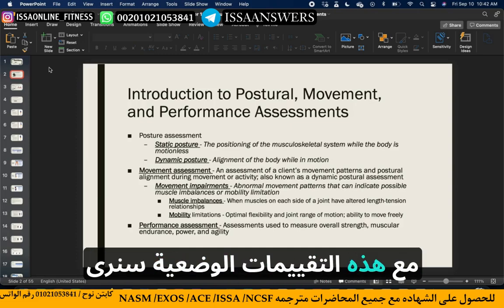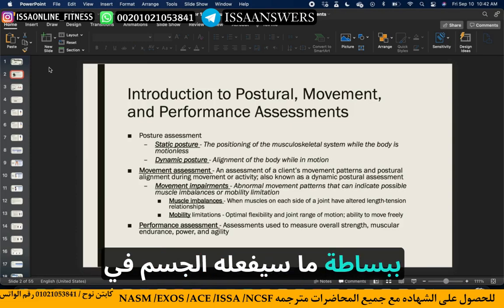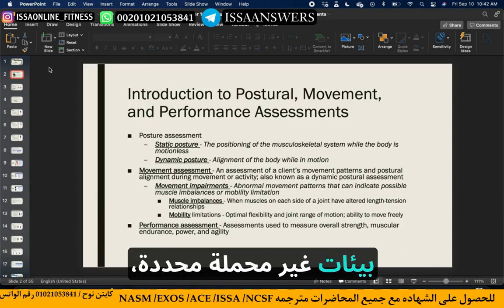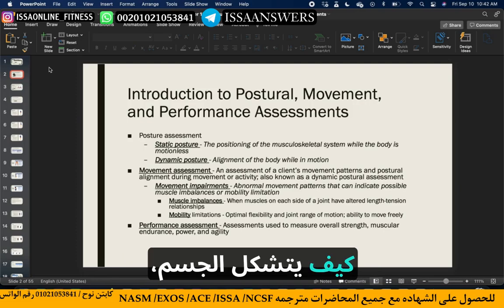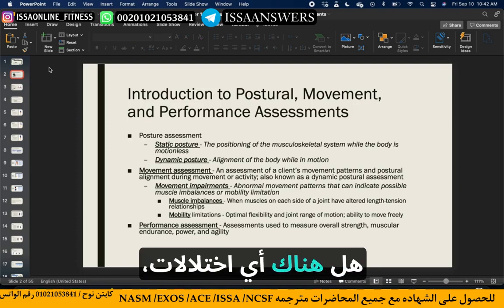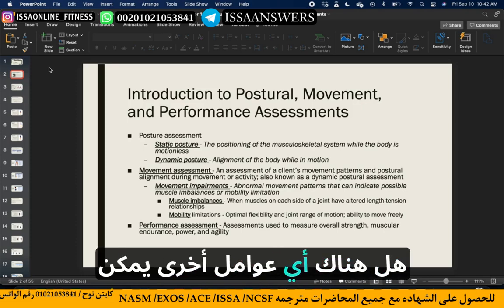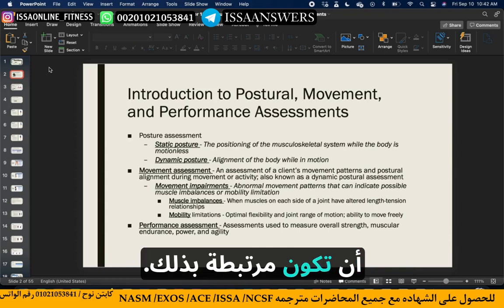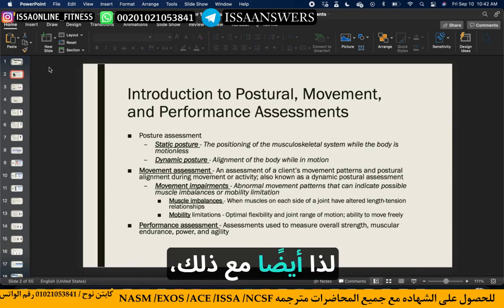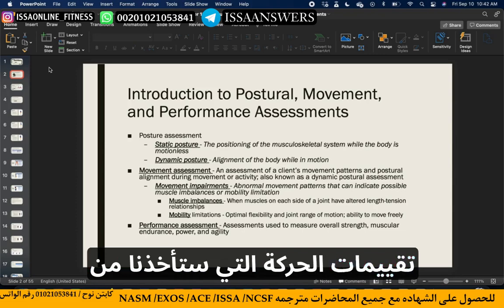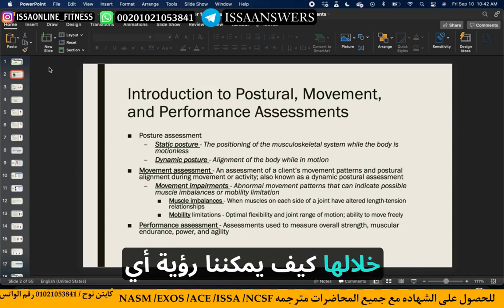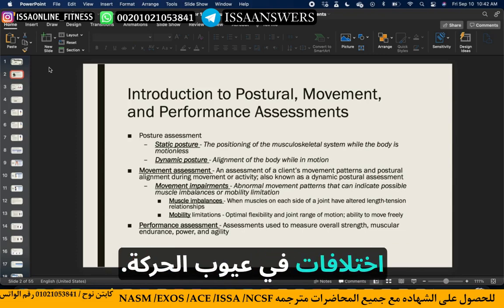All right. So with these postural assessments, we are going to basically see what the body is going to do under specific non-loaded environments. How the body is shaped. Are there any imbalances? Are there any specific limitations? Are there any other factors that can be associated with that? Also with that, we're going to do some movement assessments that are going to take us through how we can see any differences in movement impairments.